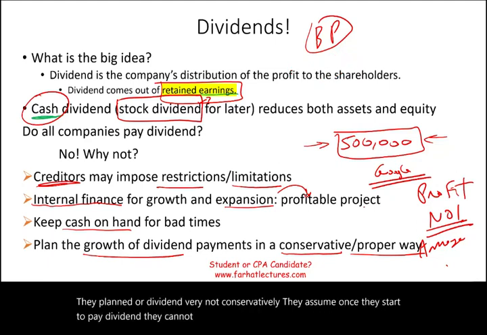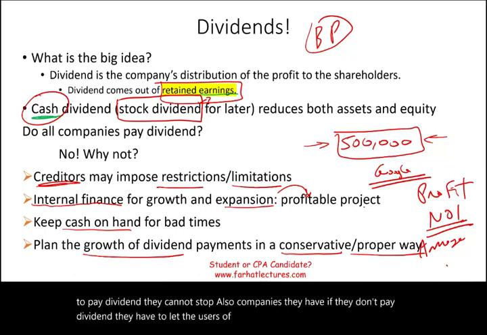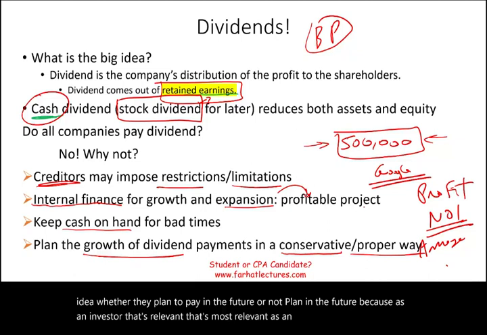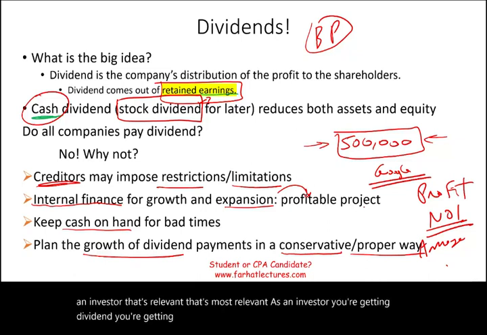Also, if companies don't pay dividend, they have to let the users of the financial statement know, give them an idea whether they plan to pay in the future or not, because as an investor, that's relevant. That's most relevant. As an investor, you're getting dividend, you're getting cash, and that's what you are really interested in. So the best way to show you a sample company is to look at Microsoft.